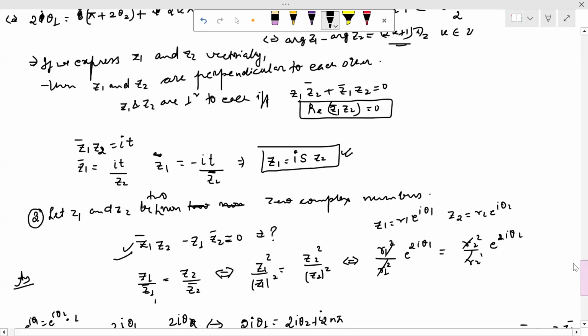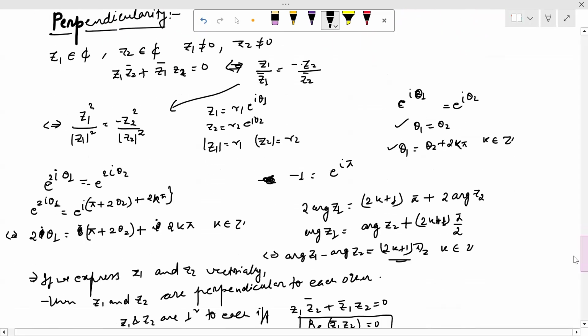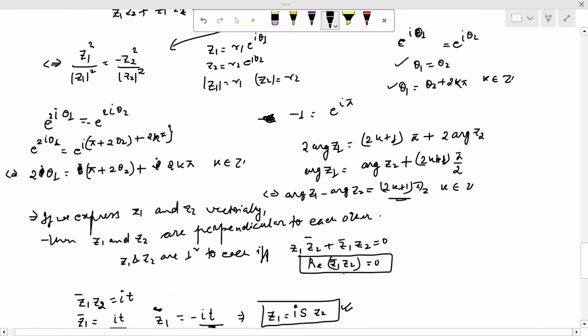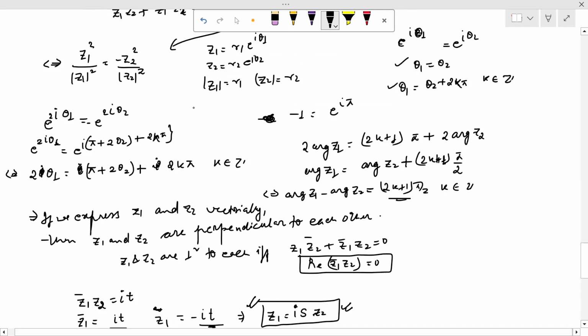Remember, I told you that the condition for perpendicularity is Z1 into Z2 bar plus Z1 bar into Z2 equal to 0, or that the real part of Z1 bar Z2 is equal to 0. This is also the condition for perpendicularity. And if the real part of Z1 bar Z2 equals 0, then it implies that one of the complex numbers Z1 can be written as iota s times Z2. So you can write Z1 as some real multiple s times iota times Z2. This is the condition for perpendicularity. This has already been discussed.